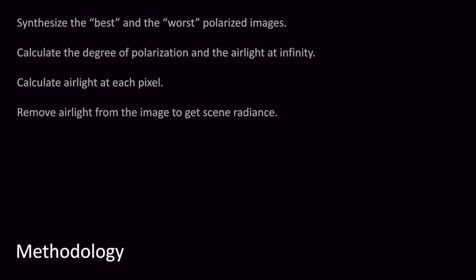Next, we calculate the degree of polarization and the air light at infinity. Both of those are constants, and we calculate them by taking a patch of the image where we know all the pixels in this patch only contain contribution from the air light, not the scene radiance. This is usually the sky, and the degree of polarization means how much the image varies across different polarization angles. And the air light at infinity is the strength of air light at infinite distance.